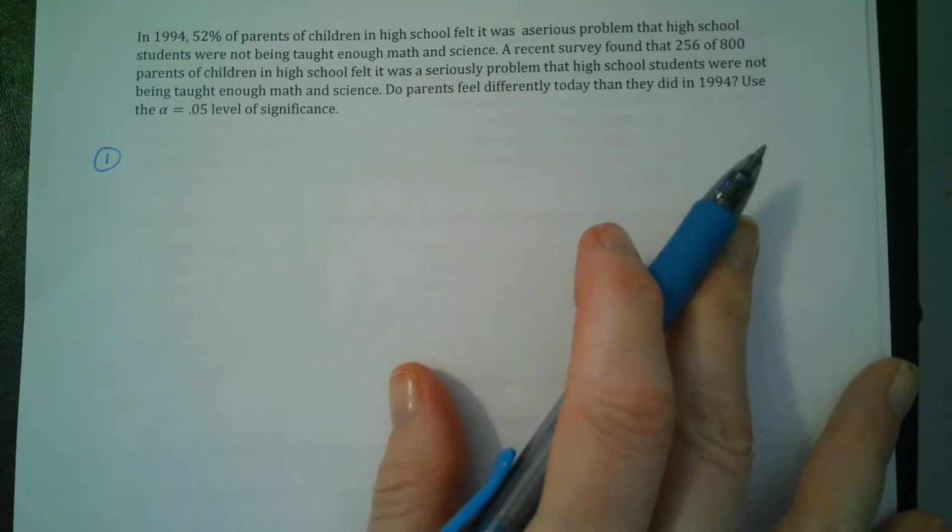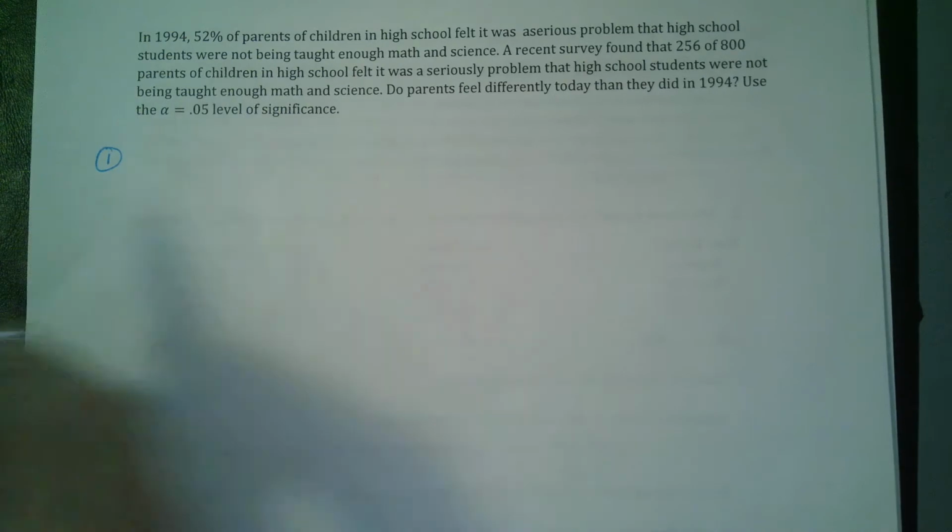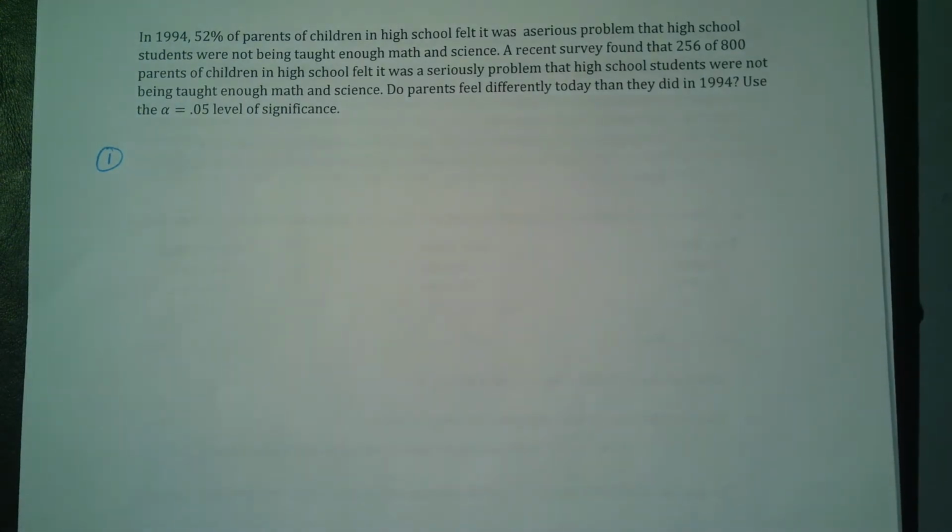In 1994, 52% of parents of children in high school felt it was a serious problem that high school students were not being taught enough math and science. A recent survey found that 256 of the 800 parents of children in high school felt it was a serious problem that high school students were not being taught enough math and science. So do parents feel differently today than they did back in 1994?